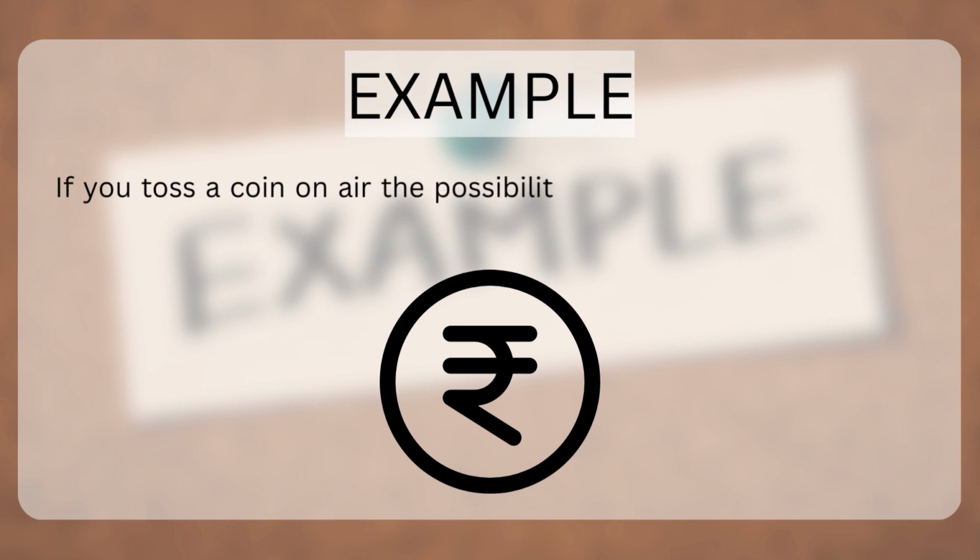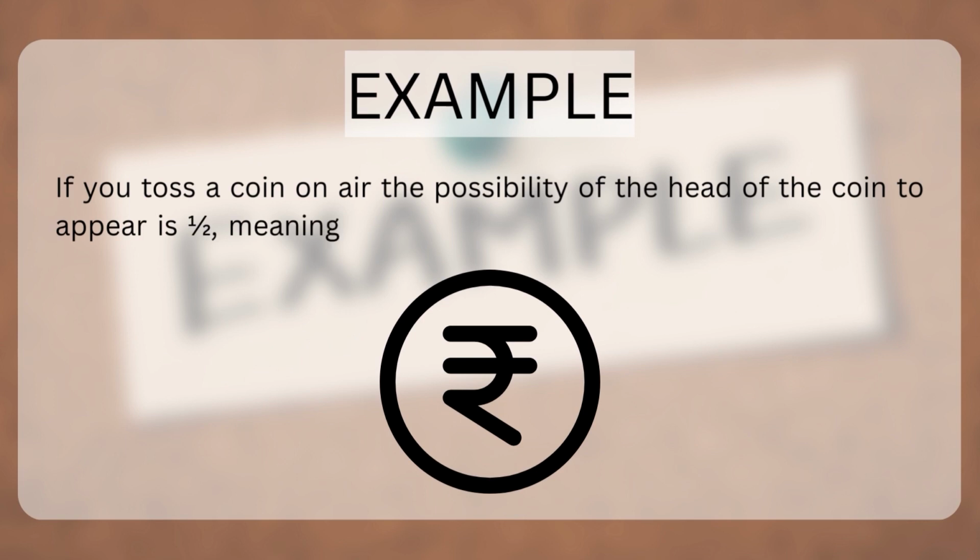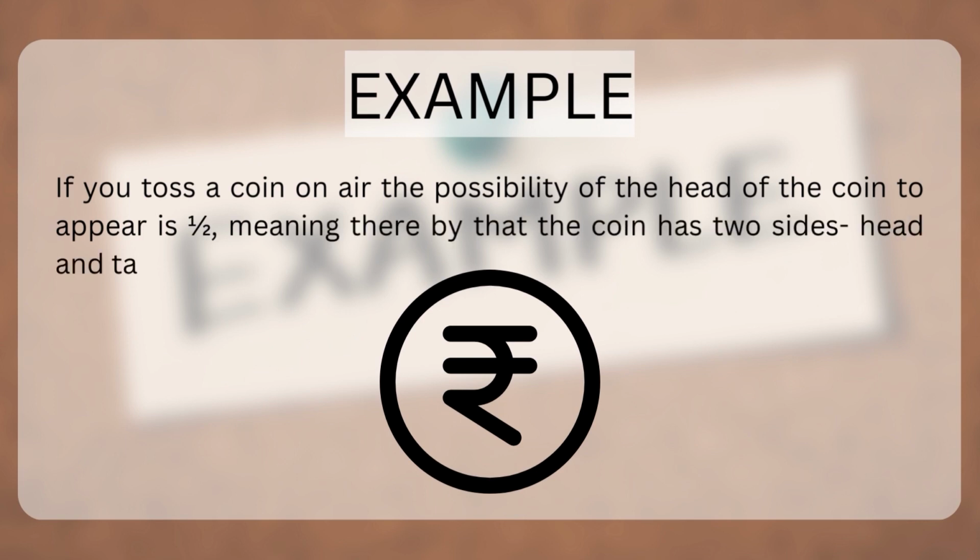Now let me give you a very good example of what exactly is probability. If you toss a coin in the air, I expect that many a time we do toss coins and then we make some bets and challenges. In that condition, if you ever toss a coin in the air, the probability of the head of the coin to appear is 50%. That is, there is a 50% chance for the head or the tail to appear once you toss the coin in the air. Meaning thereby that the coin has two sides, head and tail. And so, in an unbiased coin, there is an equal chance for the head or the tail to appear if it is tossed upwards. So the head or the tail has a probability of 50% to appear when the coin has been tossed.